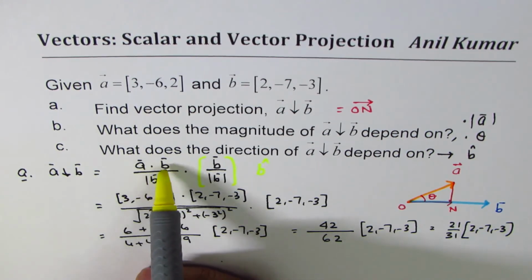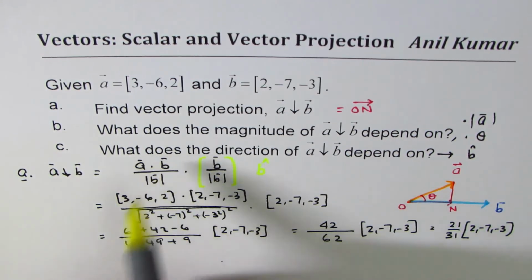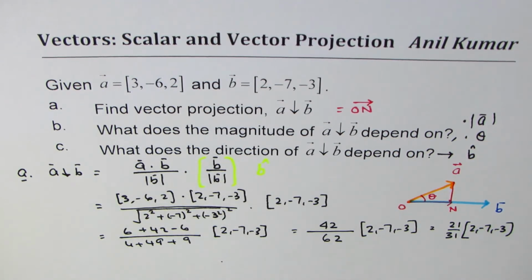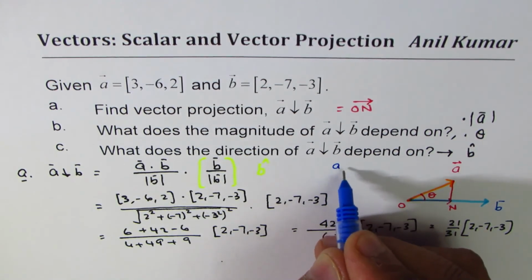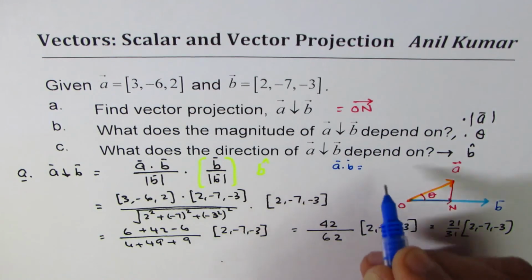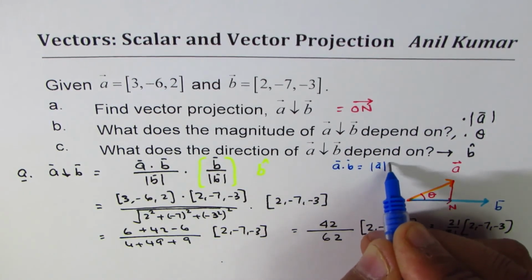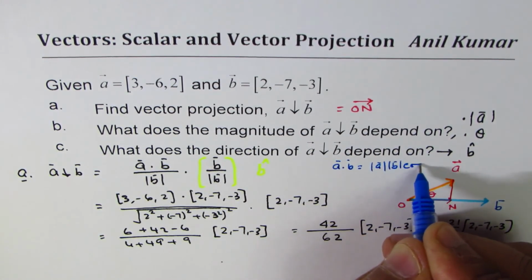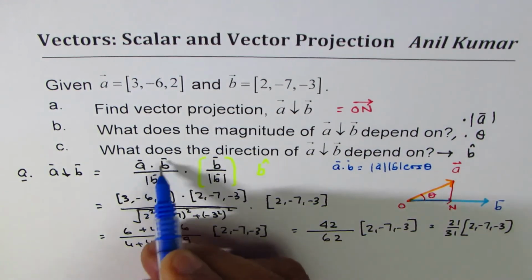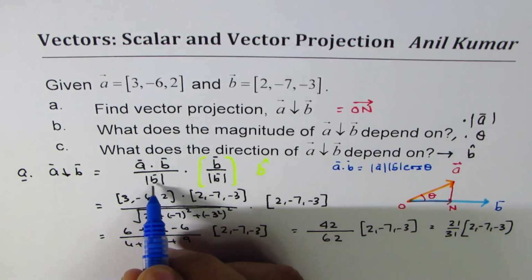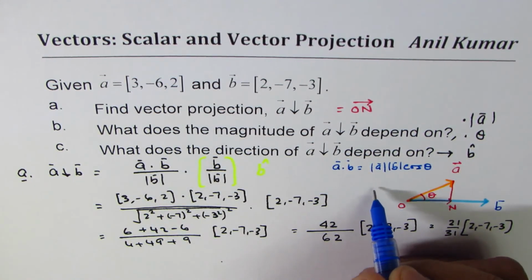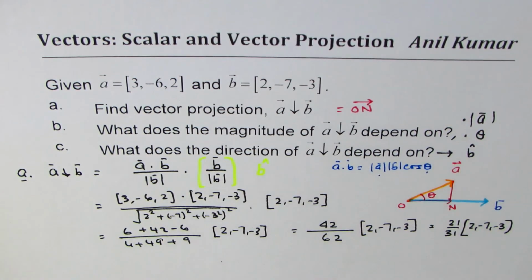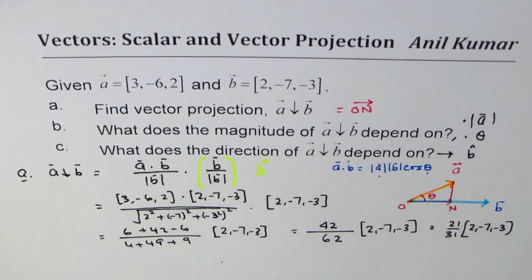Do you see that? A dot B is AB cos theta. Since we divide by the magnitude of B, the B's cancel. So we are left with theta and the magnitude of A. So that was for part A.